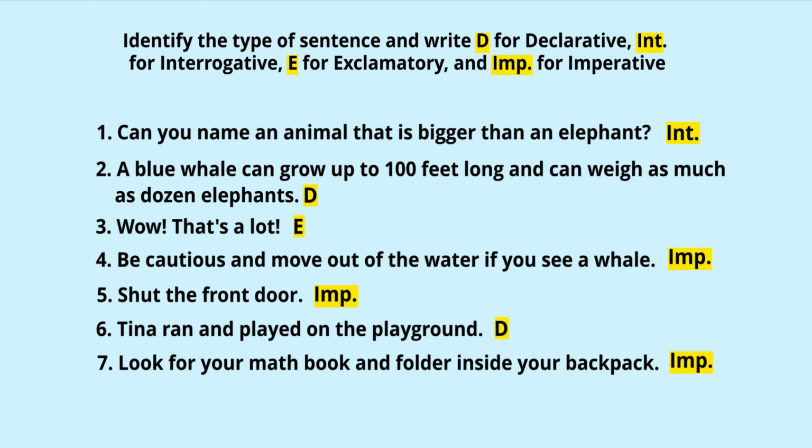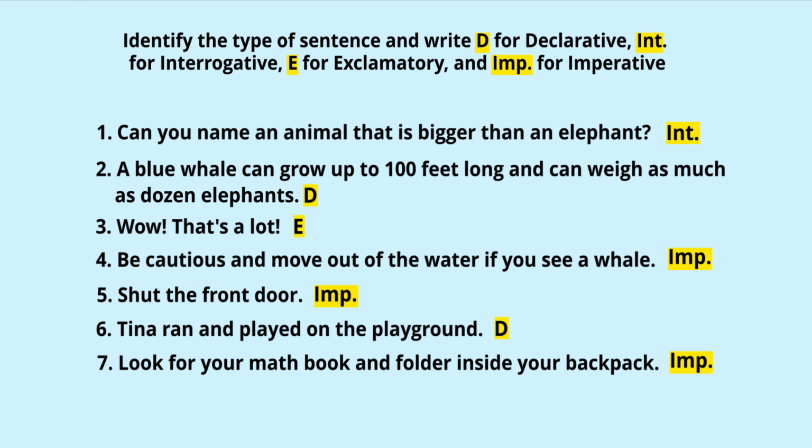The second one is a blue whale can grow up to 100 feet long and can weigh as much as a dozen elephants. So what are you saying here? You're giving a statement. You're giving some information about blue whales, saying that they can grow up to 100 feet long and can weigh as much as a dozen elephants. So this being a statement, it would be a declarative sentence. The third one is, wow, that's a lot. So what are you trying to say? You're surprised about the blue whales, right? So that would be exclamatory because you're showing your emotion.